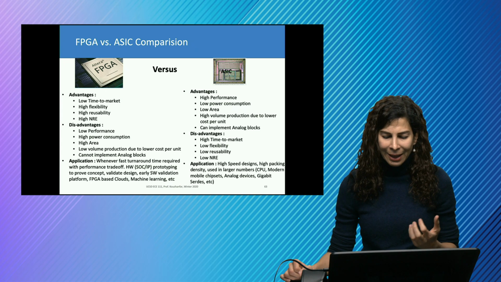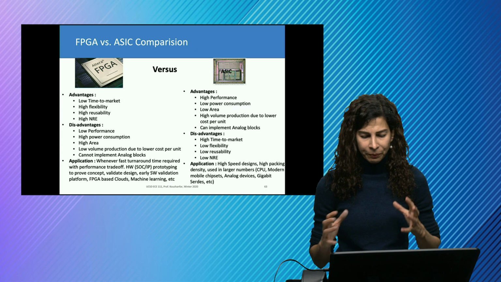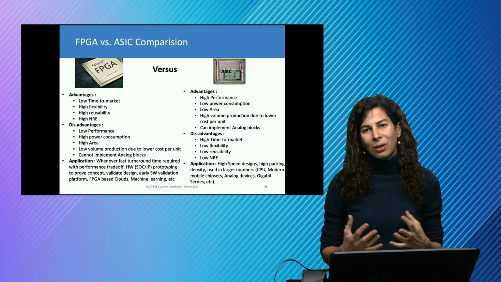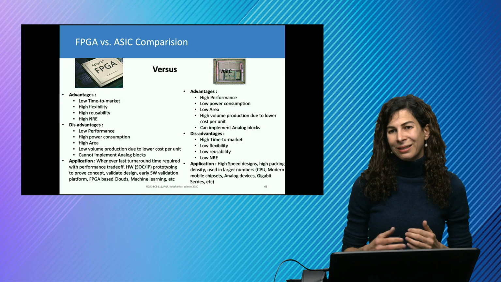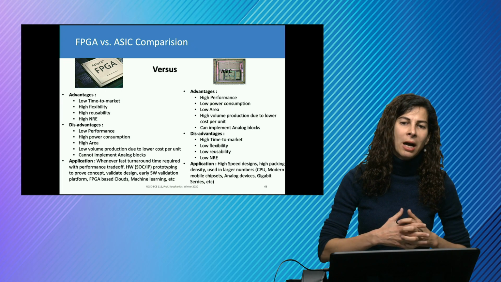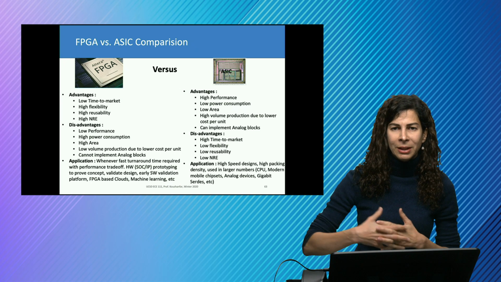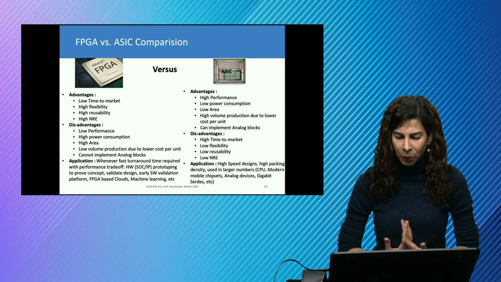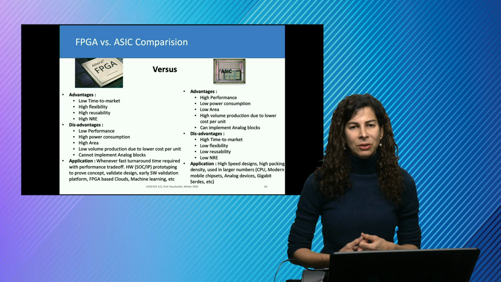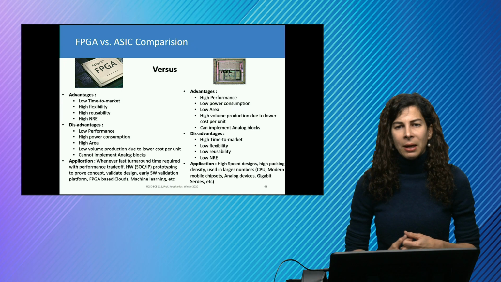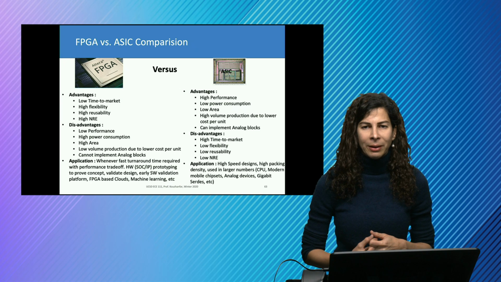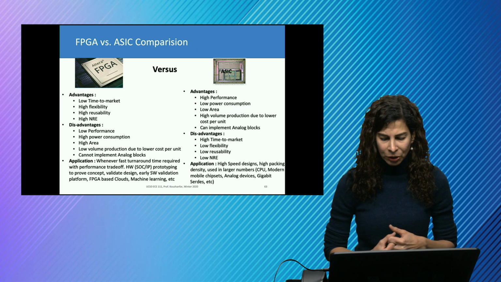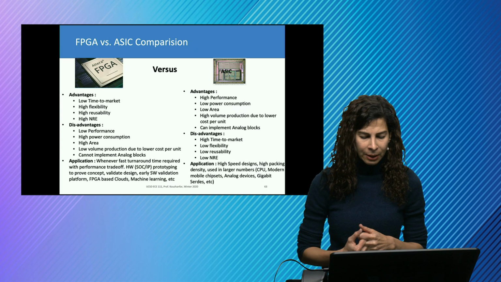For ASICs, high-volume production is the advantage, because there is a lower cost per unit. Then it makes sense to make the mask or pay upfront because of the economy of scale for the mask. It has higher performance, lower power, lower area, but of course the disadvantage of ASIC is the non-flexibility, higher time to market, and the non-recurring engineering cost that is happening here.